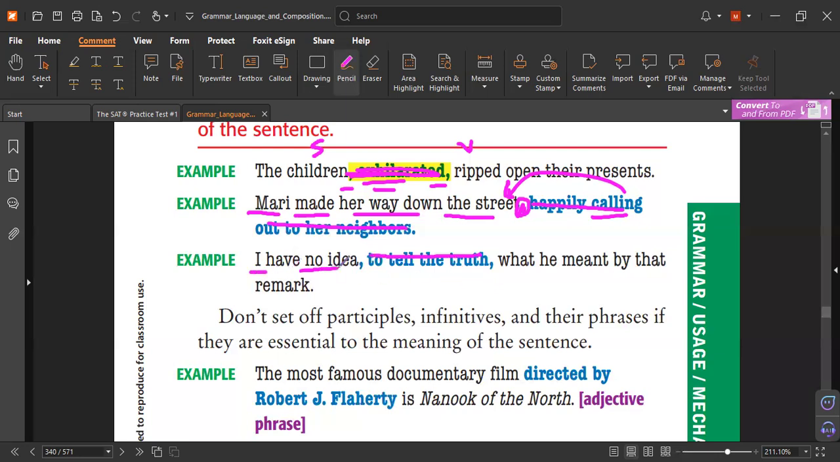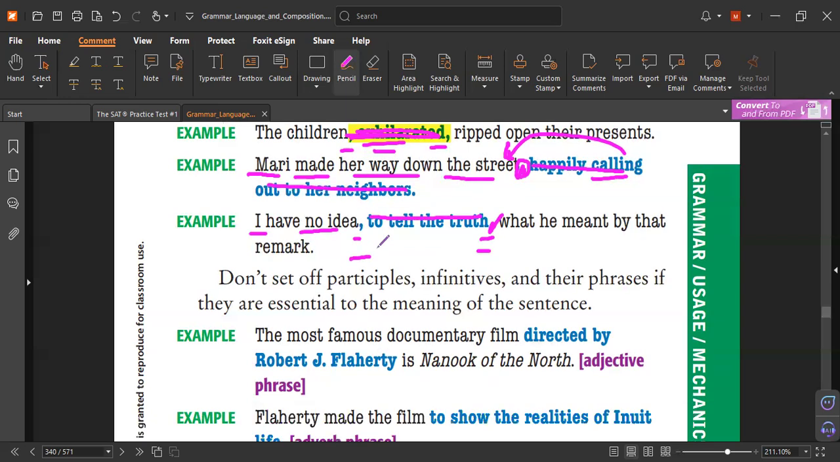I have no idea what he meant by that remark. So that is, feel it. Yes, we have linguistic terms. We can use them, but the easiest rule is to delete and check the meaning. That's why two commas means non-essential. Can we use one comma? No. But can we use two dashes? Yes. And remember that when we study the dashes, we'll study this point.